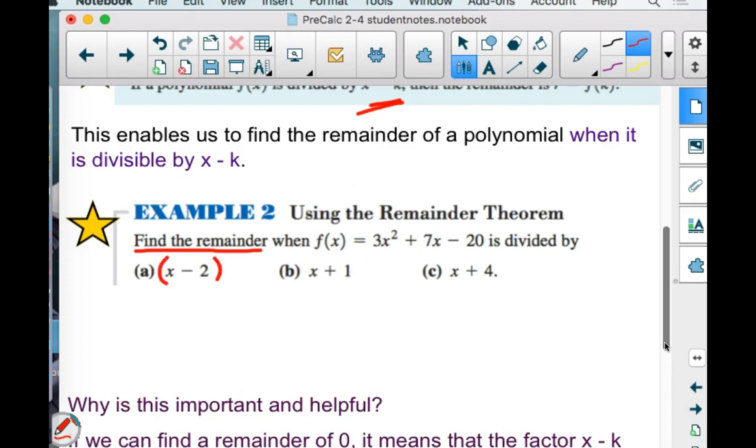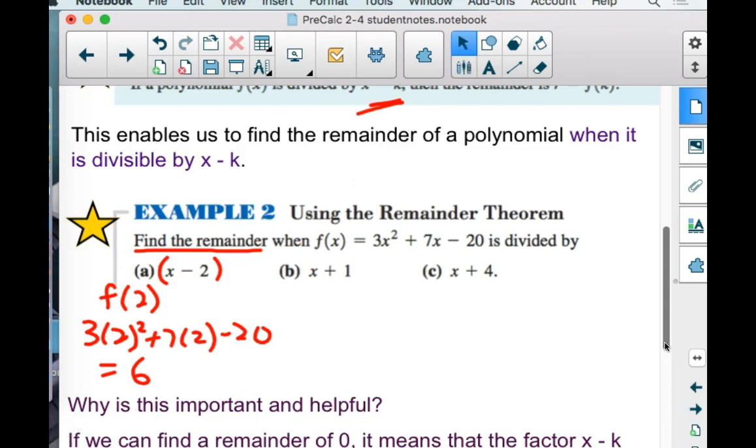Well, the 0 of x minus 2 is going to be 2. So if we can figure out f of 2, then we'll have the remainder. So all we have to do is put a 2 in for x, 3 times 2 squared plus 7 times 2 minus 20, and we'll have f of 2. And you have to follow the order of operations. So 2 squared is 4, 3 times 4 is 12, 12 plus 14 is 26, and 26 minus 20 is 6. So we have the remainder there for f of 2 because this is an x minus k format. That's the reason we can do this to find the remainder.